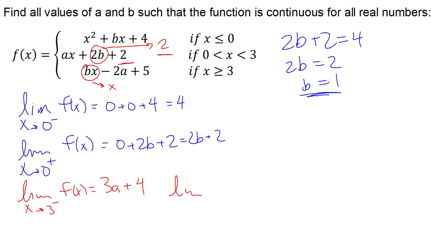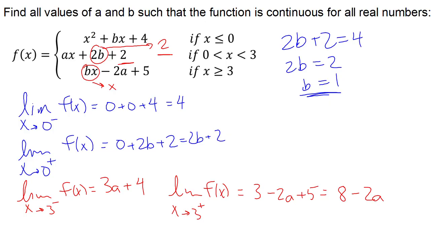And then we'll do a limit as x approaches 3 from the right of f of x, which will be, well, the bx is now just x, which is 3, so we'll put in a 3 for that. So 3 minus 2a plus 5, which will just be 8 minus 2a.